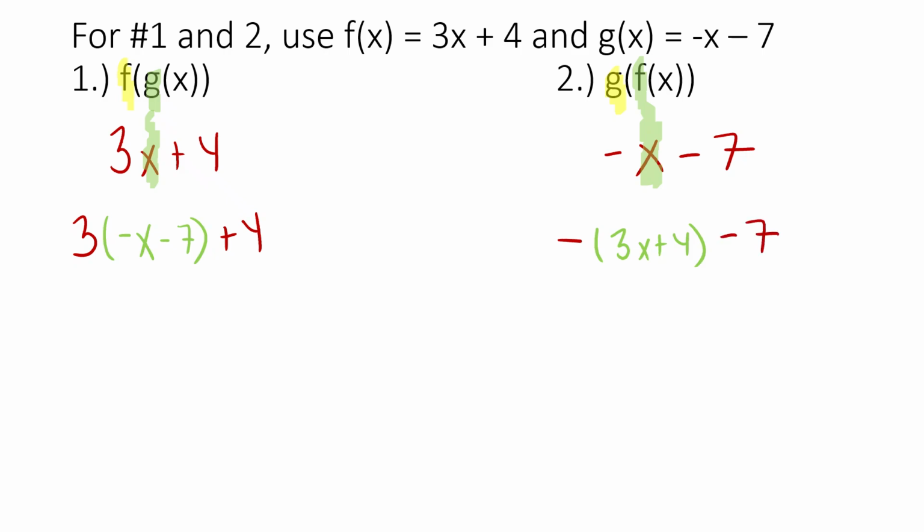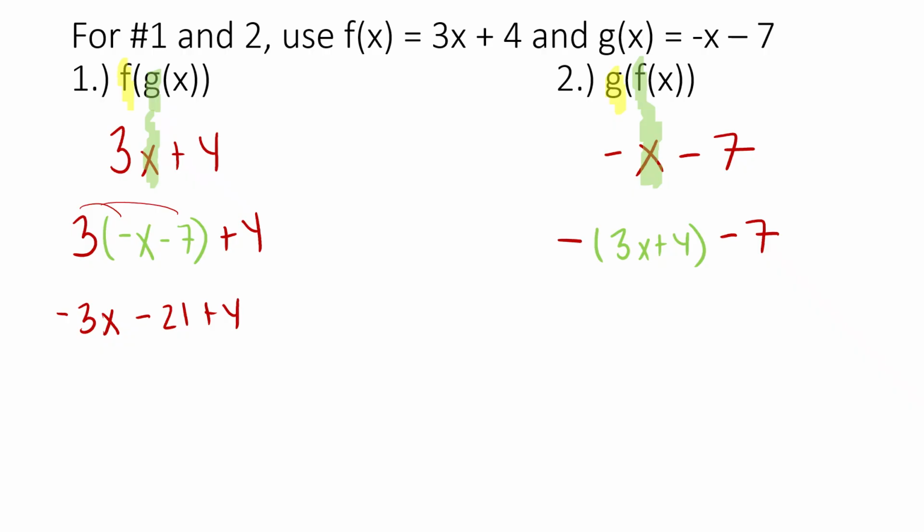At this point, you have technically done the composition, meaning you have plugged one function into another. The rest of the process from this point on is simplification, and it can be where things tend to go wrong. But on the left-hand side there, we are going to distribute that 3 through. So 3 times negative x is negative 3x. 3 times negative 7 is negative 21.